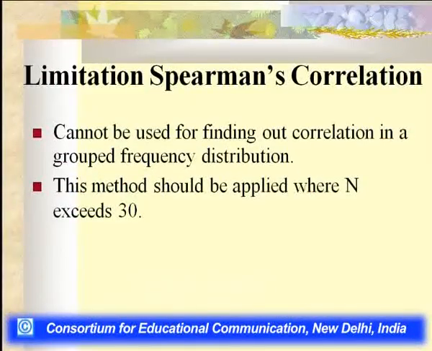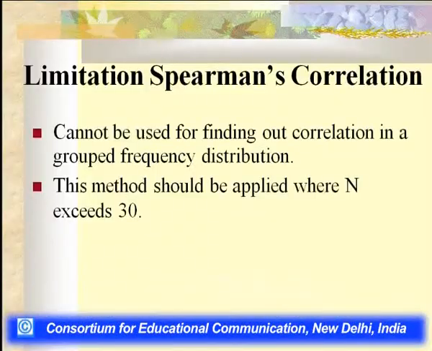It cannot be used for finding out the correlation in a grouped frequency distribution when you are given a range. So this is a completely inapplicable method in this regard. Then, this method should be applied when n exceeds 30. So when n is less than 30, again this method is not suitable. So we have discussed here the two limitations of the Spearman correlation. Number one, it cannot be used for a grouped frequency table where the range is given, and secondly, if n is less than 30, this method is also not suitable.